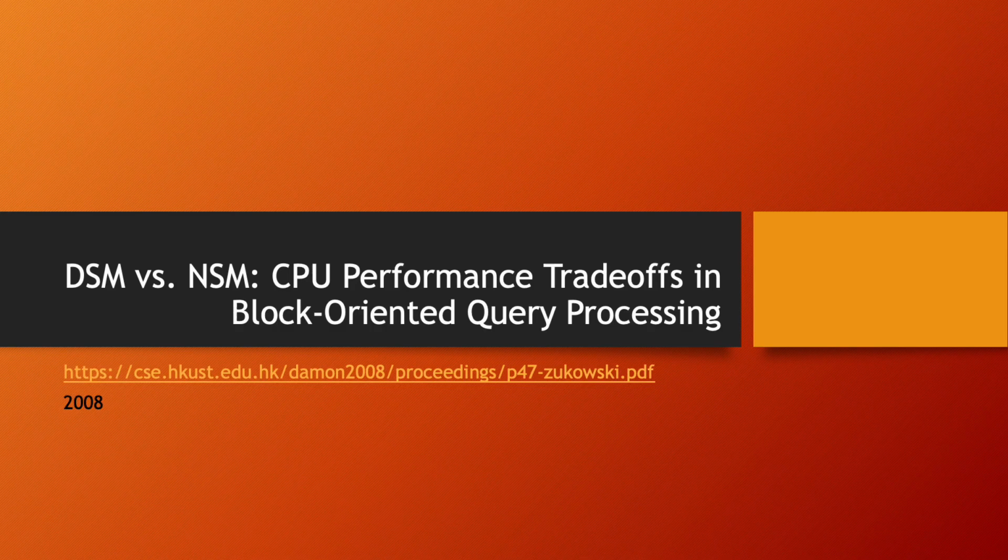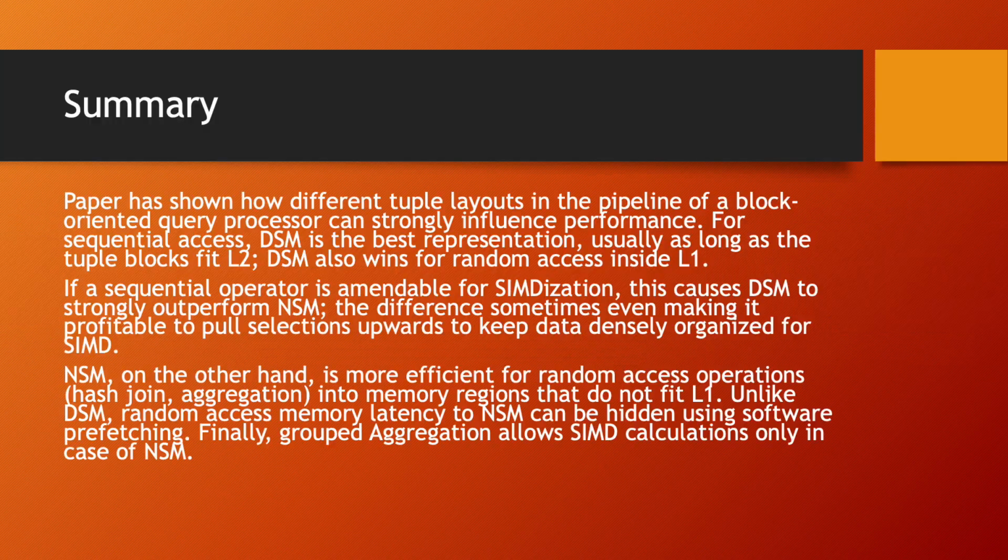Paper of the day is DSM versus NSM, CPU performance trade-offs in block-oriented query processing. It's a 2008 paper. The paper has shown how different tuple layouts in the pipeline of a block-oriented query processor can strongly influence performance.